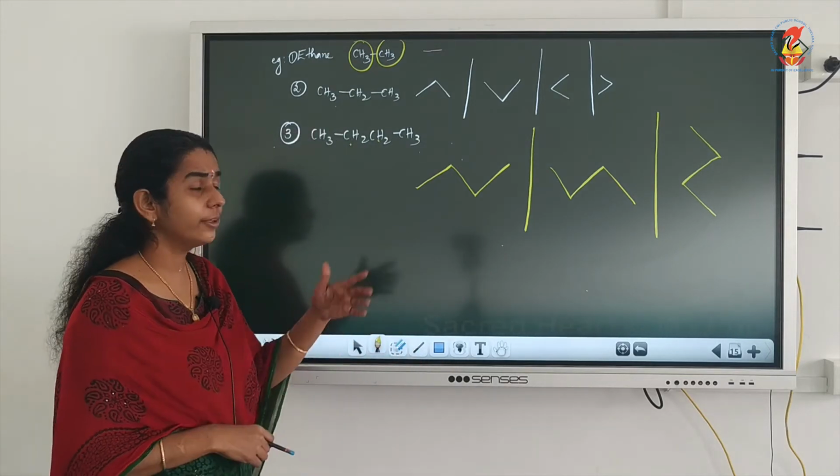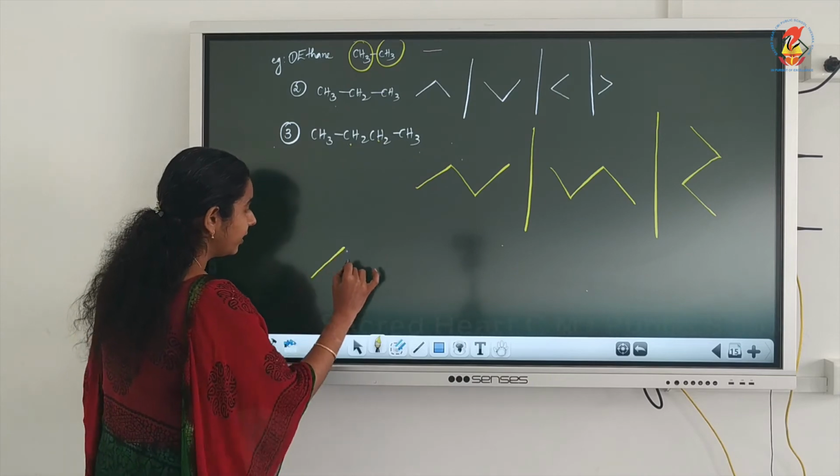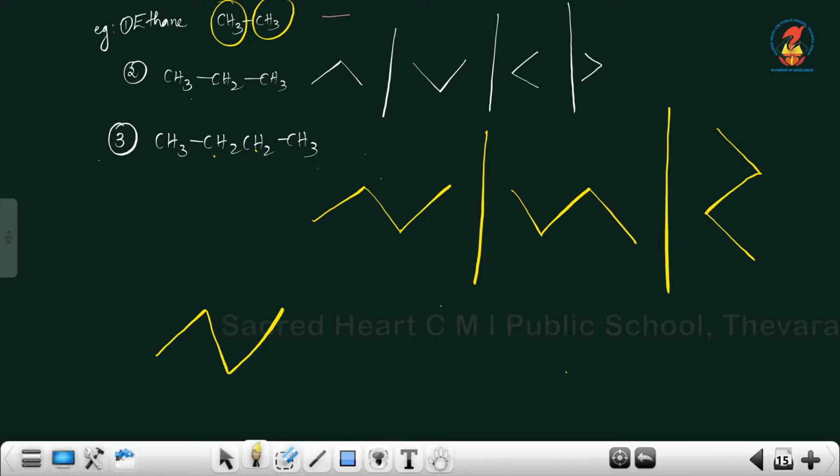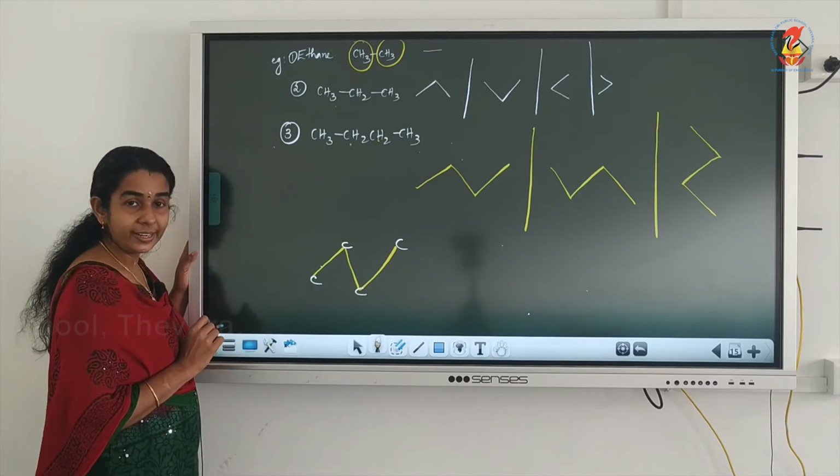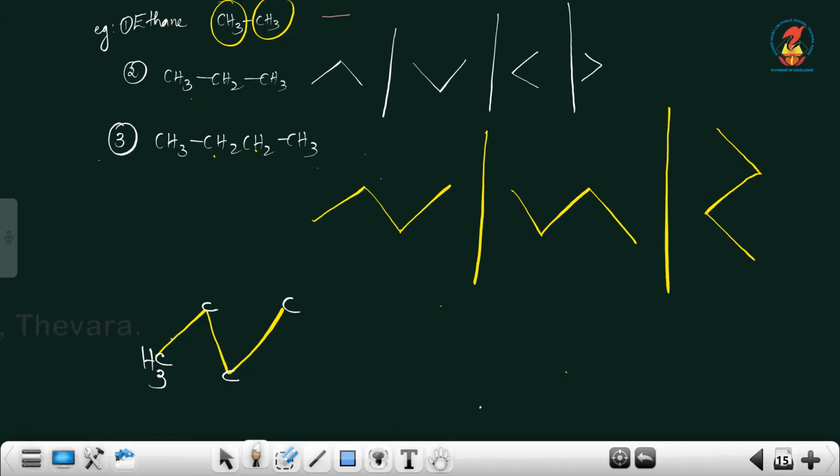Now, how can we identify from the bond line representation? If a structure is given like this, how will you identify? Remember, at the terminal there will be carbon, all the bends will be carbon, and the terminals also will be carbon. So, add the remaining hydrogen. Here only one valency is satisfied, remaining 3. Here 2 valencies are satisfied, remaining 2. Here also 2 valencies are satisfied, remaining 2.